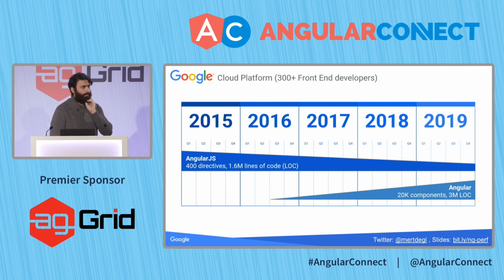And somewhere along this migration, we noticed the Angular pages are not as fast as AngularJS pages, which was surprising because we're using these shiny things. We're using RxJS, Angular, all that. So how come it's slower? I had spent a couple of months investigating performance problems.